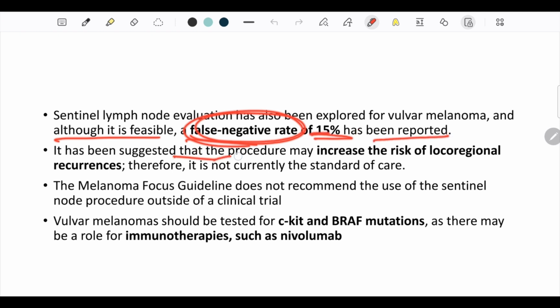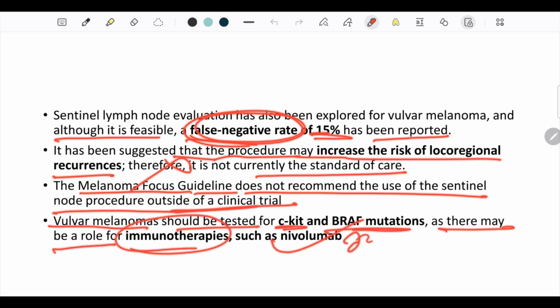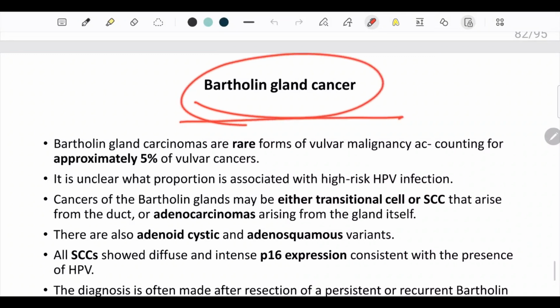So it has been suggested that the procedure may increase the risk of locoregional recurrence. So it is not currently standard of care. And the melanoma focus guideline does not recommend the use of sentinel lymph node procedure outside the clinical trial. Vulvar melanoma should be tested for c-KIT and BRAF mutation as there may be a role of immunotherapy such as nivolumab.